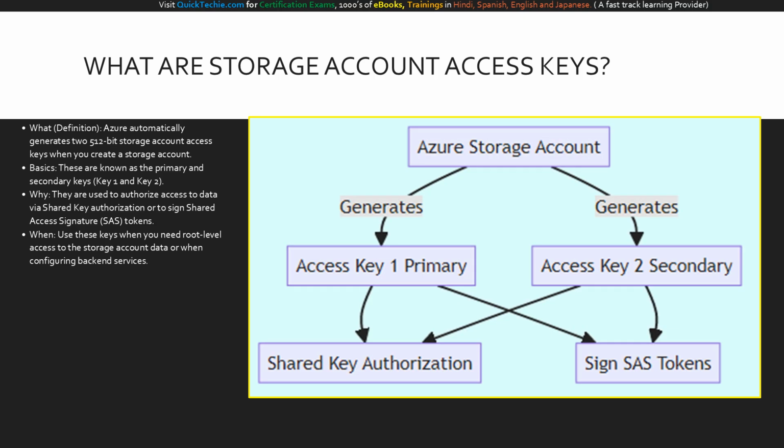Looking at this flowchart, you can see the foundational architecture. From your central Azure storage account, the system automatically branches out to generate two identical but distinct access keys, Key 1 and Key 2. Both of these keys have the exact same capabilities. As you follow the flow downward, you see that either key can be used directly for shared key authorization by your applications, or they can be used to sign SAS tokens, which delegate access to other users.